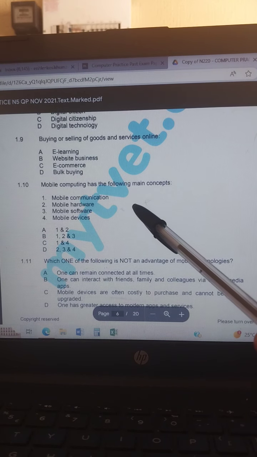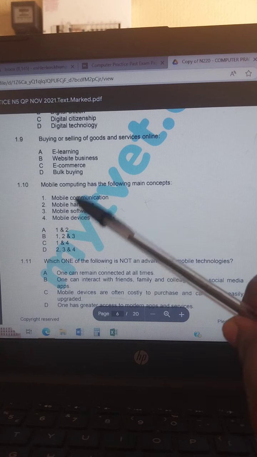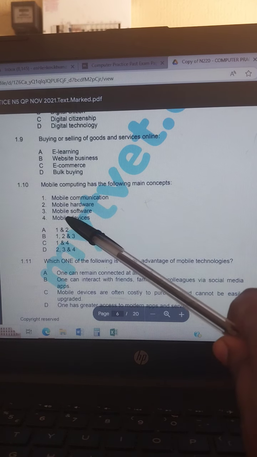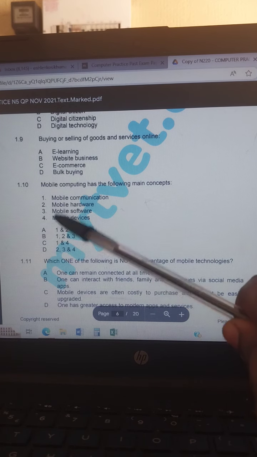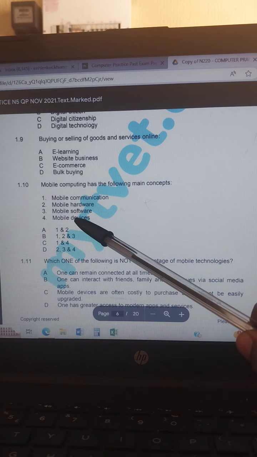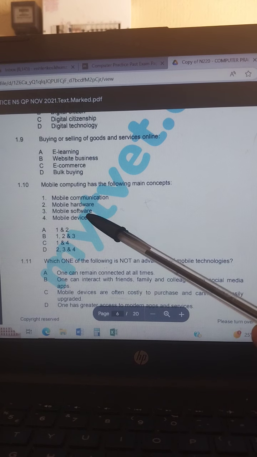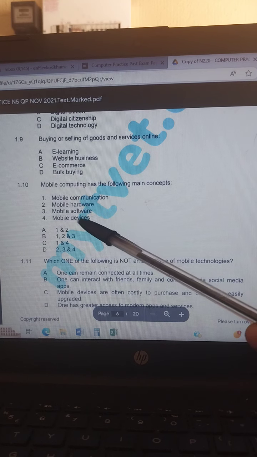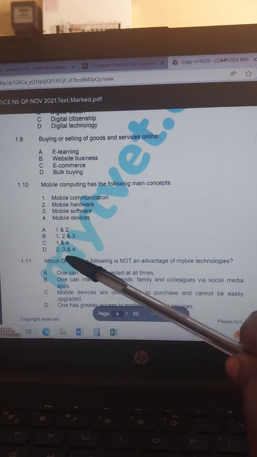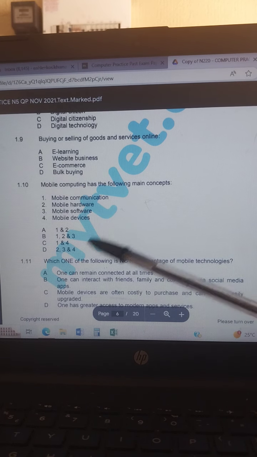Then on number 10, mobile computing has the following main concepts: number one, mobile communication; number two, mobile hardware; number three, mobile software; number four, mobile device. So we are going to choose A, B, C, or D. Is it one and two, mobile communication and hardware? Or is it one, two, three, mobile communication, hardware and software? Or is it one and four, mobile communication and mobile device? Or D, is it two, three, four, mobile hardware, software, and device? So our answer here is B. It's one, two, three: mobile communication, hardware, and software.